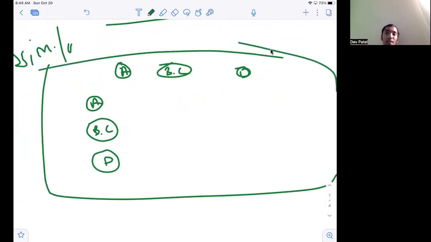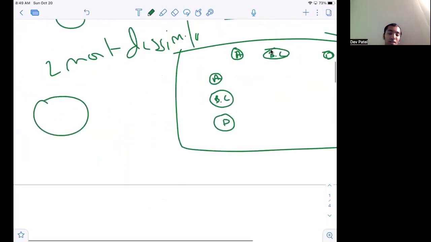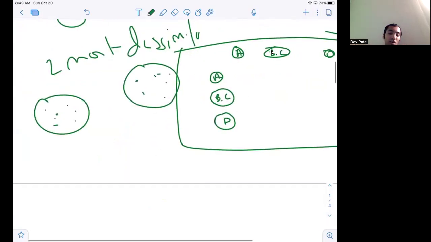If it's complete linkage, that means this dissimilarity is going to be calculated using the max distance, the maximum length, the farthest points in each cluster. So if we have a grouping here and another grouping here, with complete linkage we're going to use the furthest point here and the furthest point here, and this distance represents the dissimilarity between these two clusters.